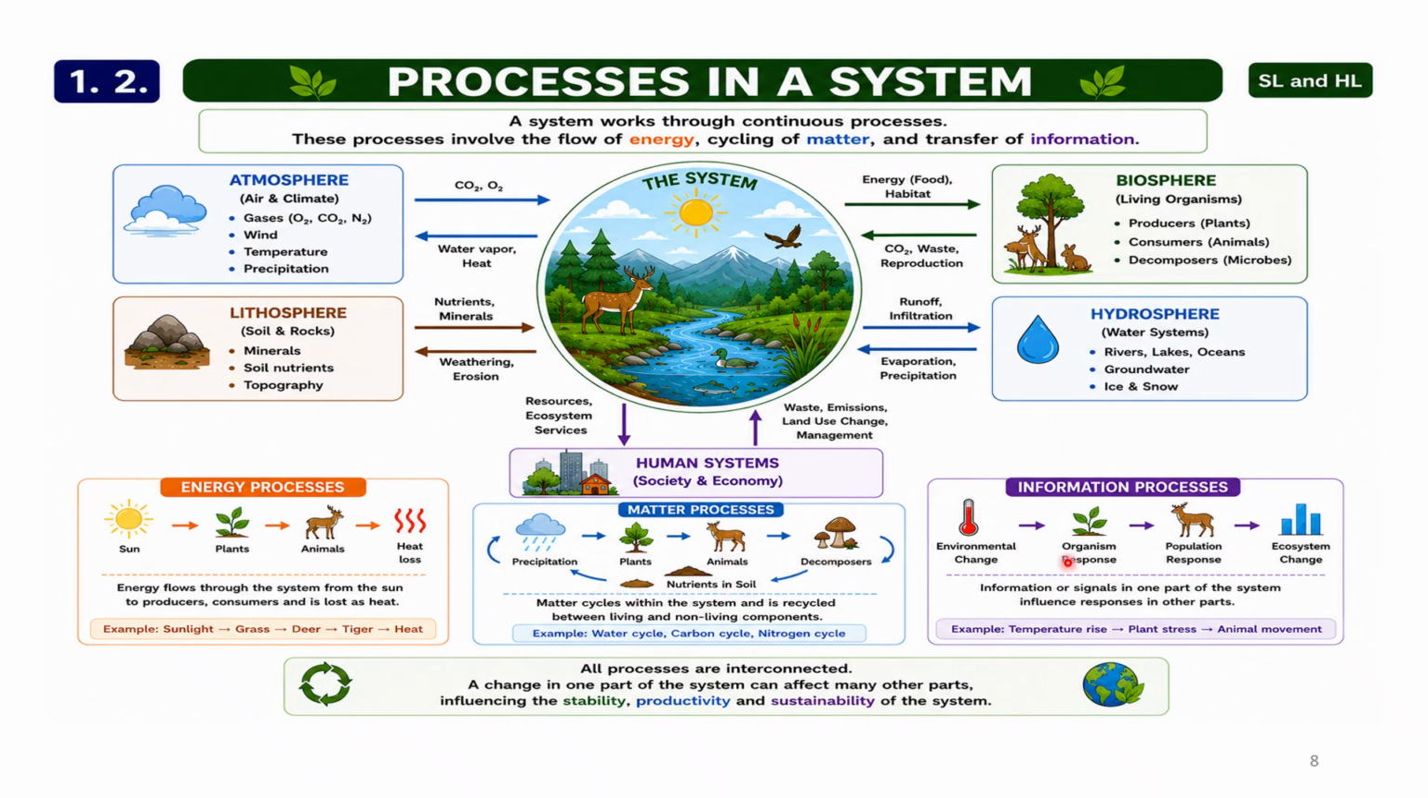Information processes involve signals that trigger responses. Environmental changes such as rising temperature, drought, or pollution can influence organism behavior and ecosystem functioning. A temperature increase, for example, may stress plants, alter animal migration patterns, and eventually affect ecosystem productivity. Understanding these interconnected processes is essential for analyzing system stability, resilience, and sustainability within environmental systems.